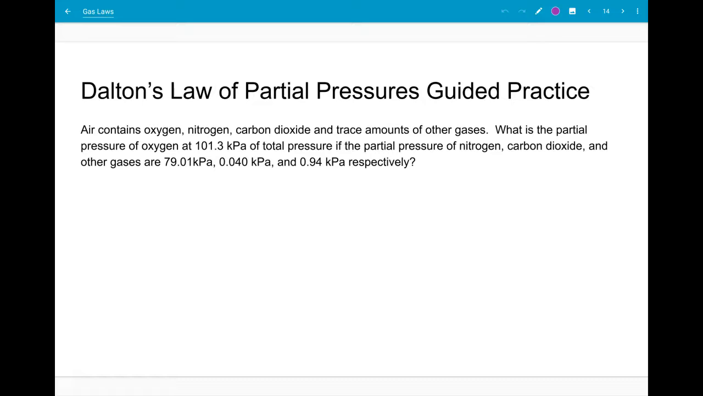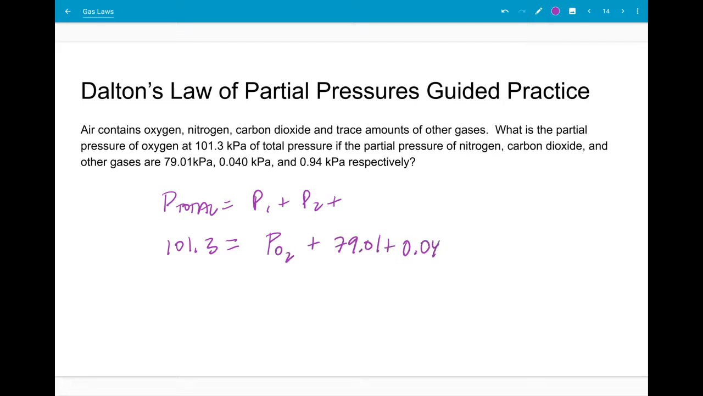What is the partial pressure of oxygen at 101.3 kPa of total pressure if the partial pressure of nitrogen, carbon dioxide, and other gases are 79.01 kPa, 0.040 kPa, and 0.94 kPa? So P total equals P of your parts. Okay. So our total pressure was 101.3 kPa. We're asked to find the pressure of oxygen. And I'm just going to throw in the other partial pressures that we know.